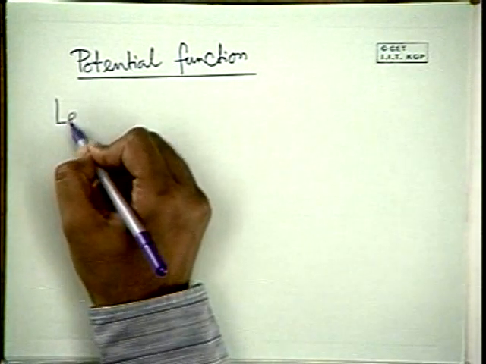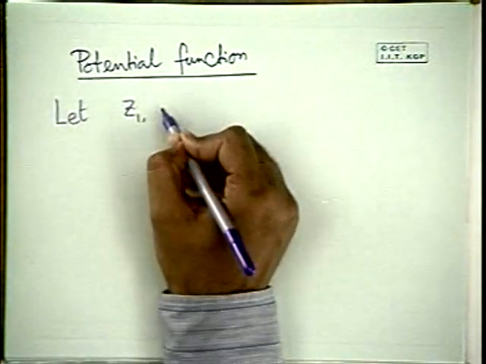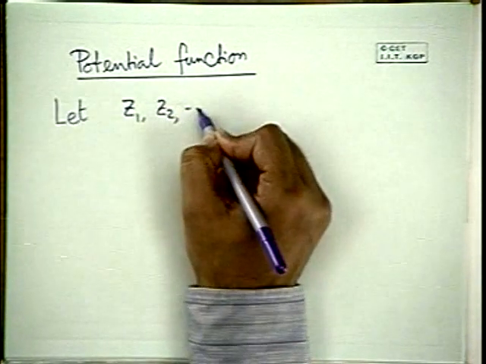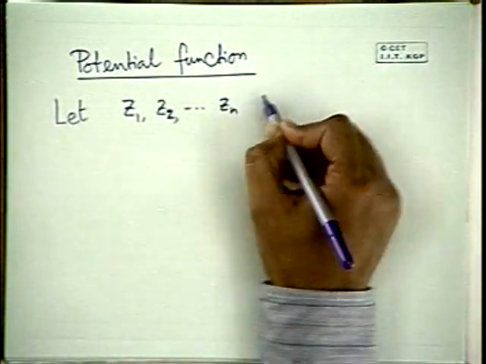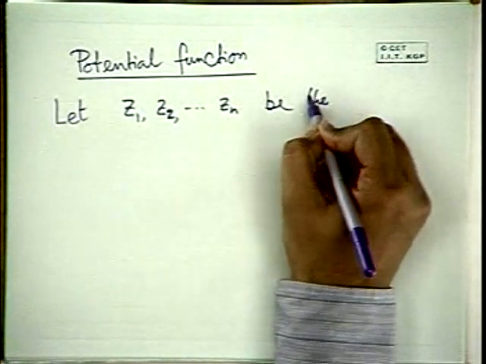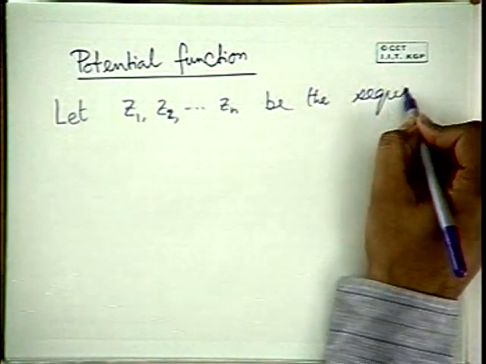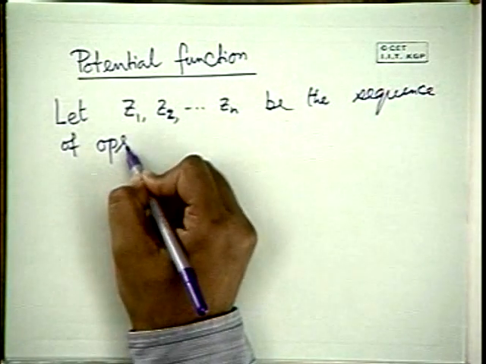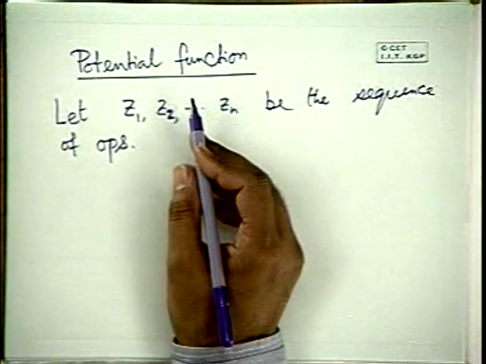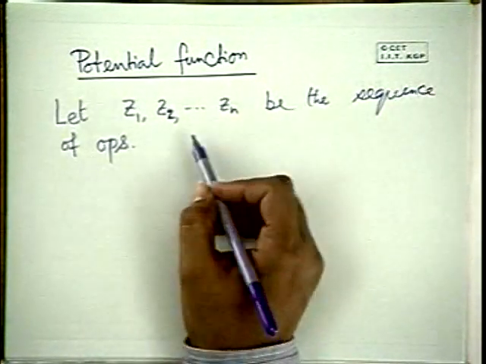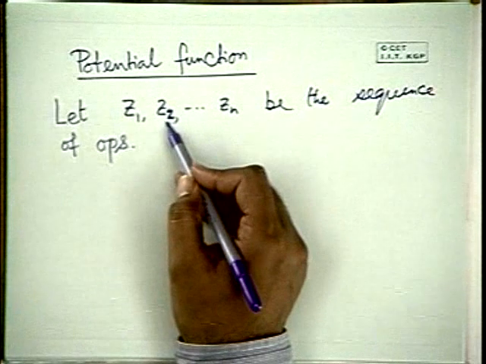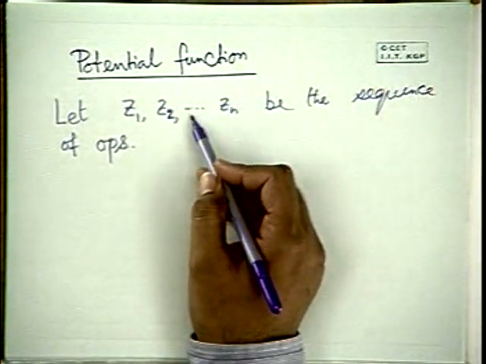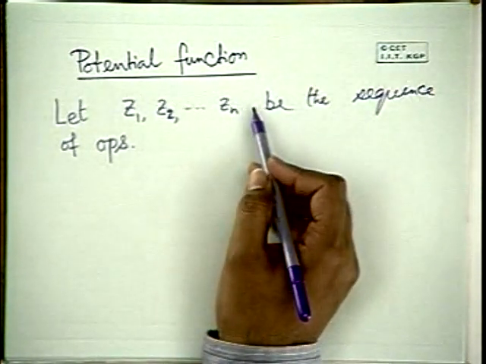Let Z1, Z2, ..., Zn be the sequence of operations. I don't know which operations are there; it is any one of them. I listed some operations: Z1 can be insert, Z2 can be insert, suddenly Z3 is a delete min, Z4 is an extract min, then again Z5 may be a make heap, Z6 may be a merge, one of those.